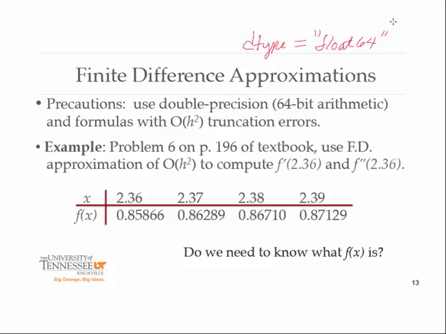So on problem 6 on page 196 of the textbook, the idea is to use a finite difference approximation of order h squared accuracy to compute the derivative of a function at the value 2.36 and the second derivative at 2.36, where the data is given in this very small table here. So for these values of x, we have the corresponding functional information.